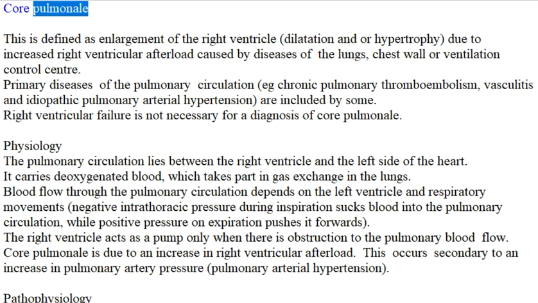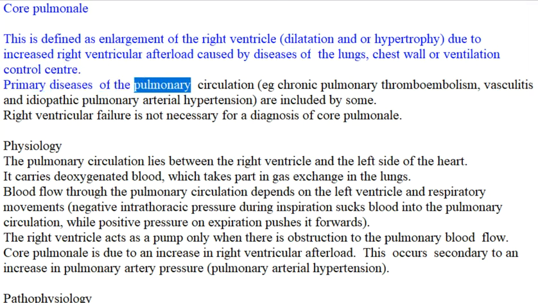Cor pulmonale. This is defined as enlargement of the right ventricle, dilatation and/or hypertrophy, due to increased right ventricular afterload caused by diseases of the lungs, chest wall, or ventilation control center.